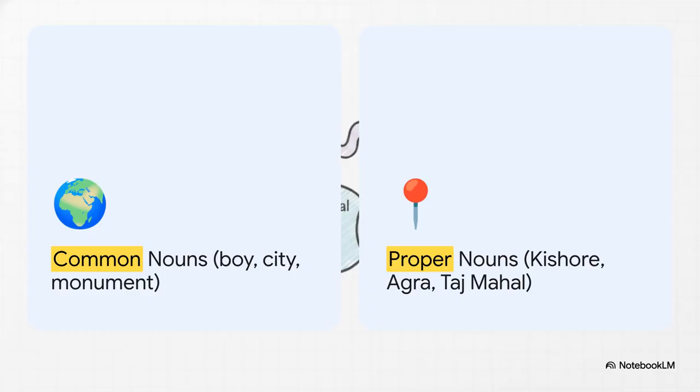But what happens when we want to get specific? Well, that is exactly where proper nouns come in. They act as the specific solutions to those general common nouns. For instance, if your general common noun is boy, the specific proper noun is Kishore. If your common noun is city, the specific proper noun is Agra. And if your common noun is monument, the proper noun becomes the Taj Mahal. See, they give a very precise identity to the general category.